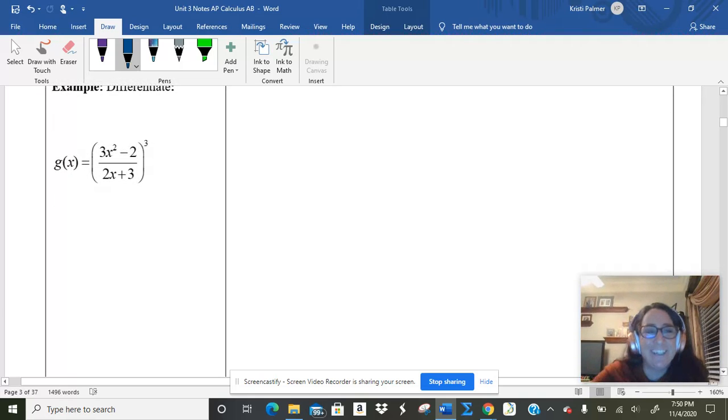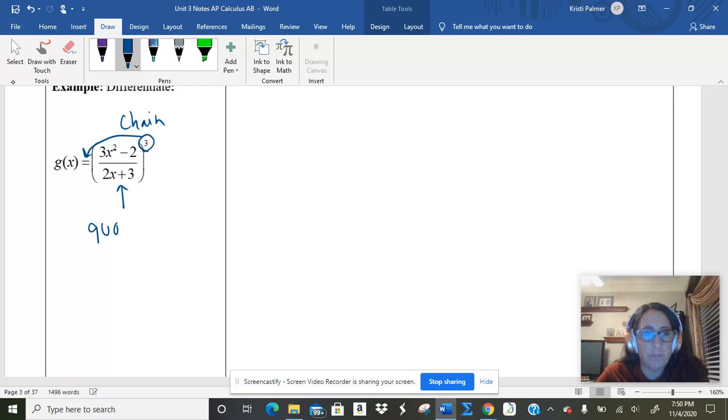Okay, let's look at this one. Here we go. We have a chain. And on the inside, we have a quotient. So see if you can set up the first step unsimplified.